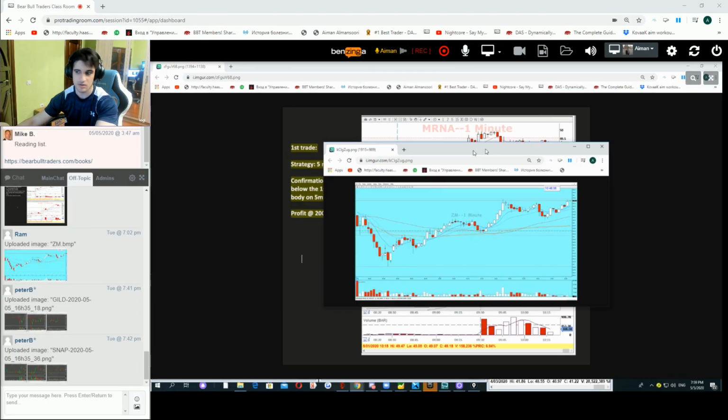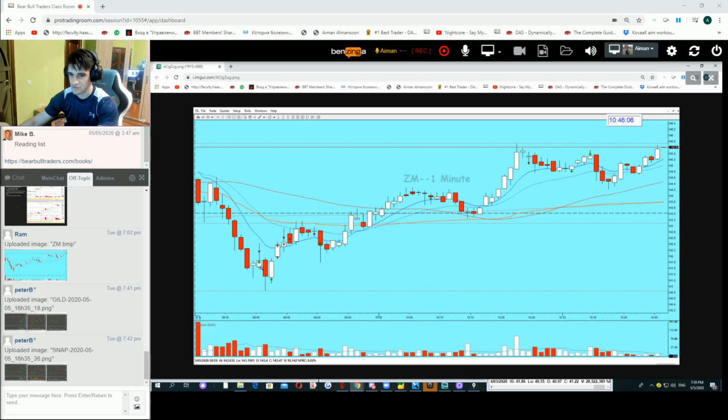Ram, let's see what you did. Zoom. Okay, so it was dropping down. If it was extended enough from the 9 moving average in the 5-minute chart, I can see the 9 moving average in the 5-minute chart. This was a really good entry. I would have put my stop loss right below the body, below the red candle body right there.